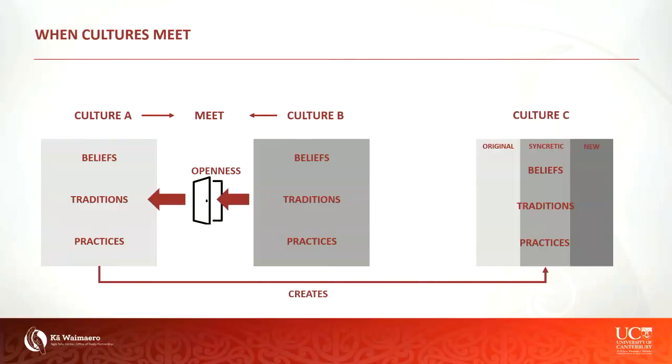And just some basic principles. So what happens when two cultures meet? On the left-hand side, we've got culture A, and culture A meets culture B. Now, if culture A is an open door to culture B, then the beliefs, traditions, and practices of that other culture can flow into that culture. And what you have happen is that culture then creates culture C. So culture A turns into culture C, which is a bit of a blend of both cultures.